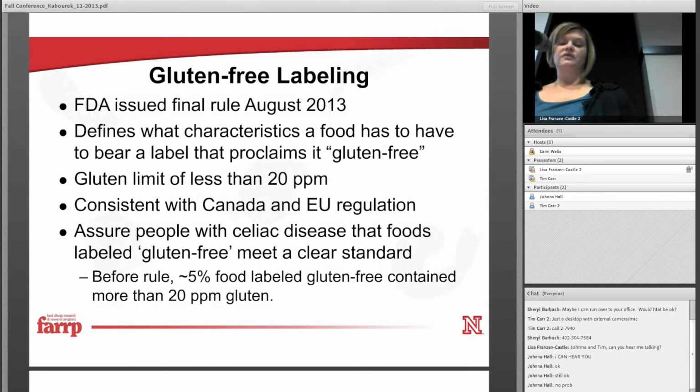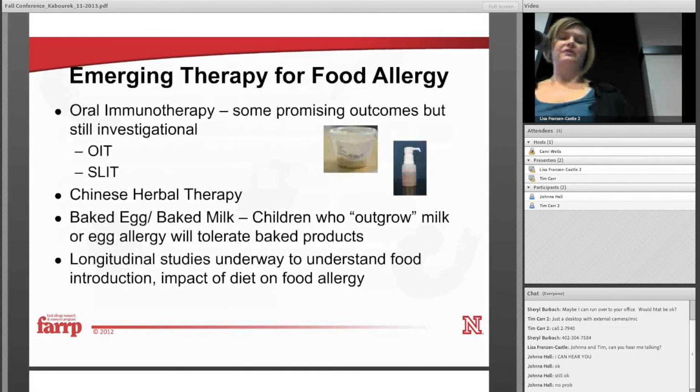The one confusing thing, I think, with the gluten-free labeling is they're allowing naturally occurring gluten-free foods to bear the gluten-free label. So you'll see gluten-free on a bottle of water, or you'll see gluten-free on a package of eggs. Well, yeah. So, I mean, it just kind of adds to the confusion, because why would water need to be labeled gluten-free in the first place?